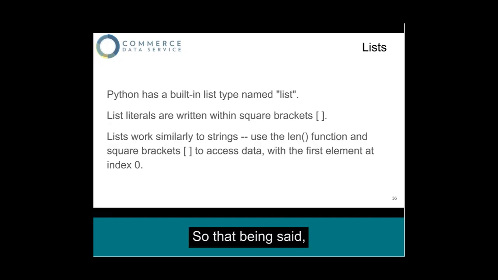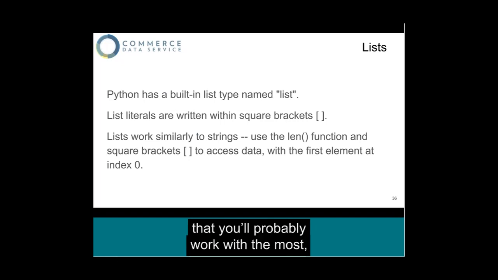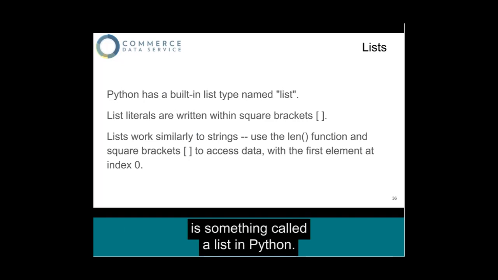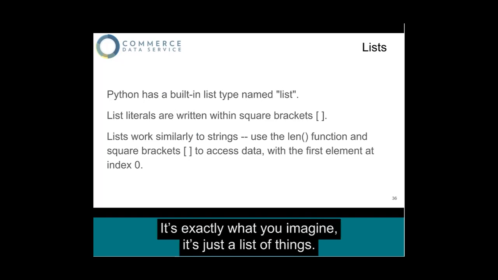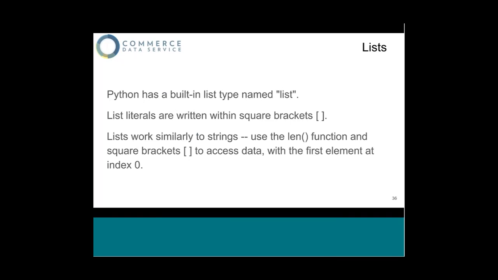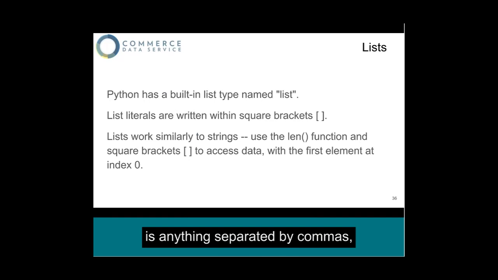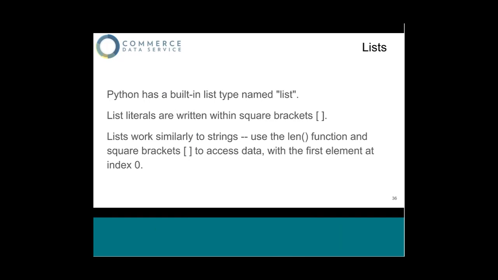So that being said, we're probably going to move on to the type in Python that you'll probably work with the most, which is probably the most useful thing, something called a list in Python. And it's exactly like you imagine it. It's just a list of things. The way Python denotes a list is anything separated by commas contained in square brackets.